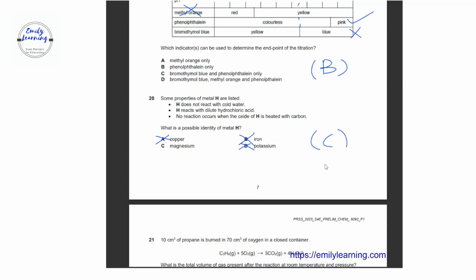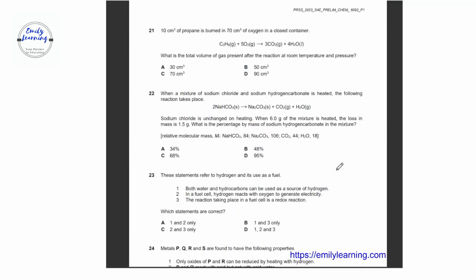Magnesium is a reactive metal, so it cannot be extracted from its oxide by heating with a reducing agent. In order to extract magnesium, you need to use electrolysis of its molten oxide.